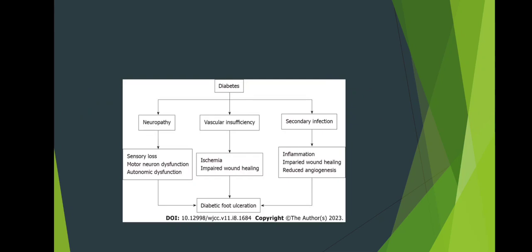So when we look at this short table, we'll notice we talk about the triad, which was neuropathy, vascular insufficiency, and secondary infection. Because of the neuropathy, there's sensory loss, motor neuron dysfunction, and autonomic dysfunction. Then due to the vascular insufficiency, there's inadequate blood flow, which leads to ischemia and impaired wound healing. Then, due to the secondary infection, which is usually due to trauma, there's inflammation, impaired wound healing, and reduced angiogenesis. So, all the three factors come together, leading to diabetic foot ulceration.